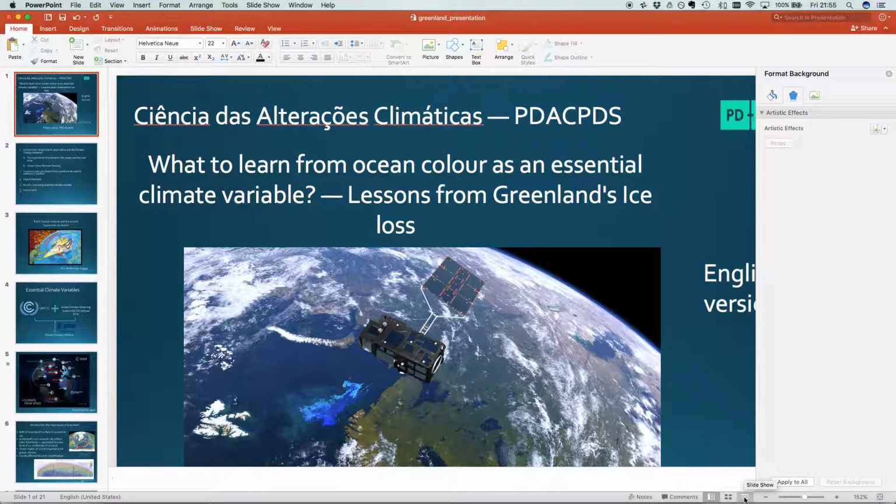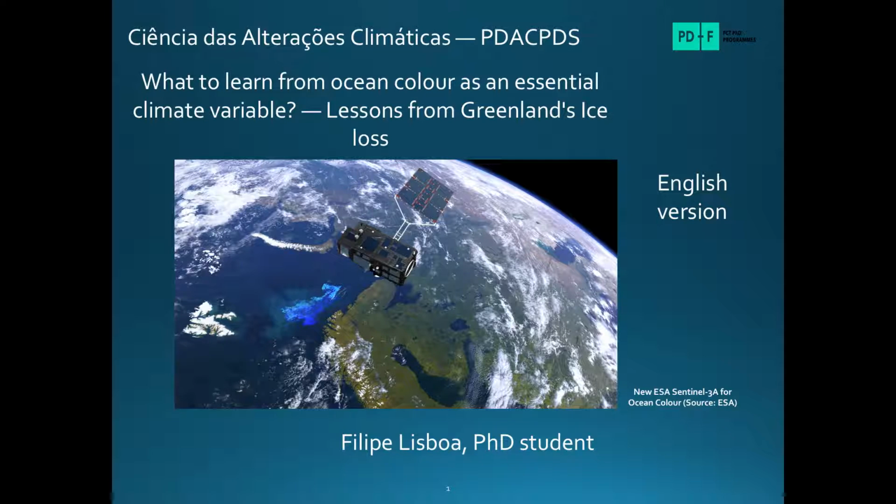So, hello everyone. This is the English version in case I absolutely have to give the talk in Portuguese. This is the English version of the presentation for Ciência das Alterações Climáticas, where I will talk about what to learn from ocean color remote sensing as an essential climate variable and the lessons that we can learn from Greenland's ice sheet, from Greenland's ice loss.